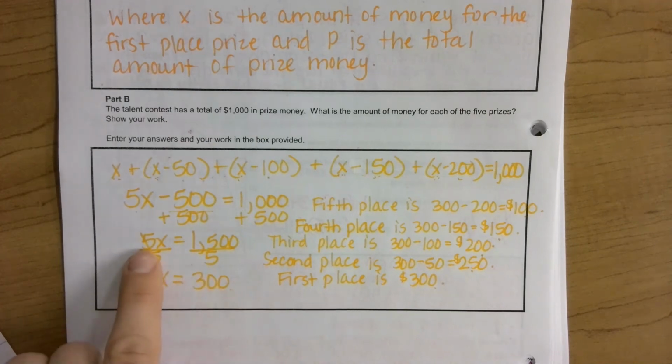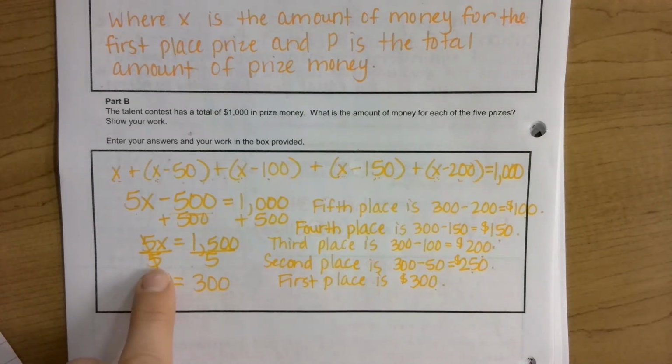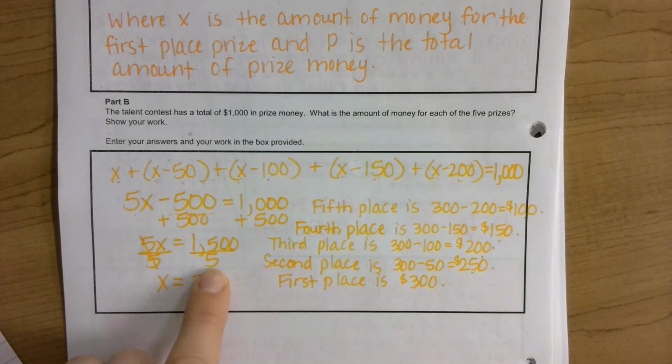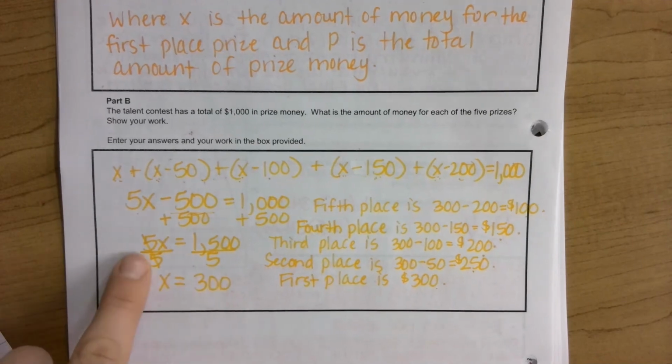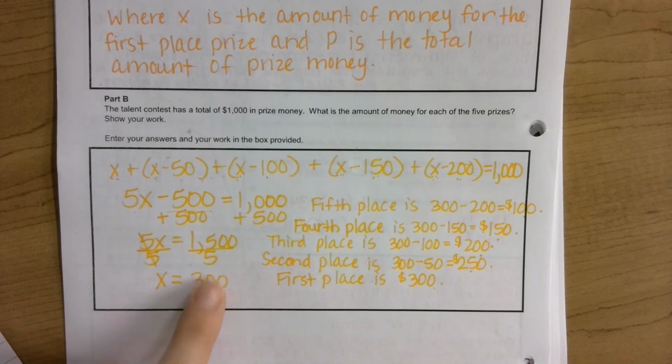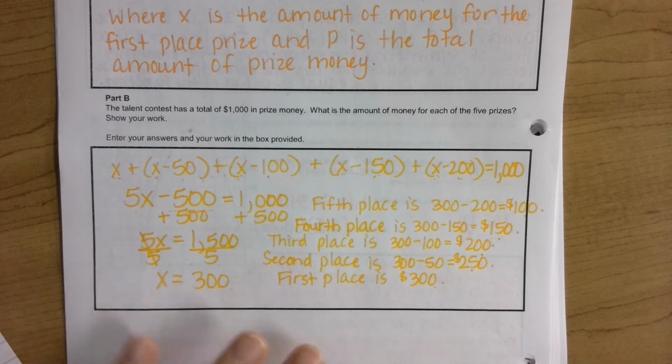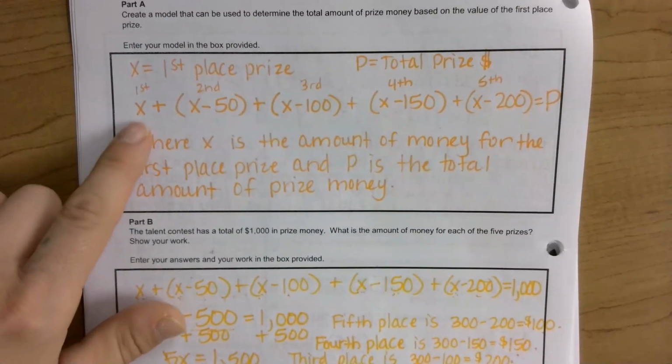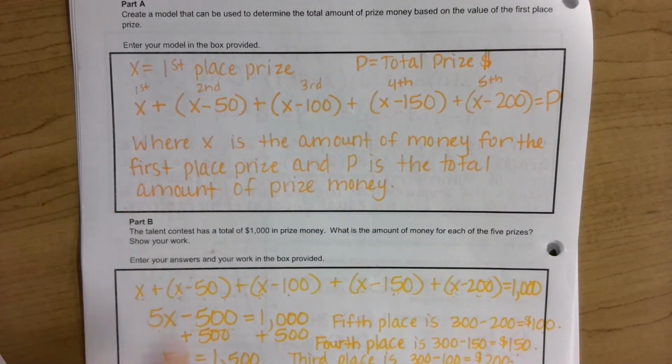Now I need to still get x isolated, so if it's 5x, that's 5 times x. The inverse would be division, 5 divided by 5. I must divide by 5 on the other side. 5 divided by 5 leaves me with 1x, or just x. 1,500 divided by 5 equals 300. So x equals 300, and going back to my description up here, x represented first place prize.